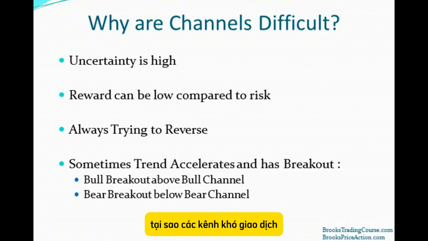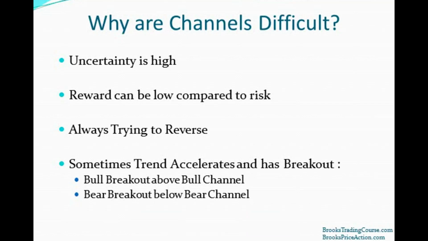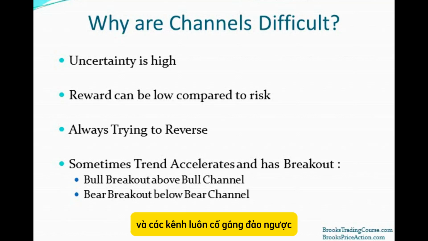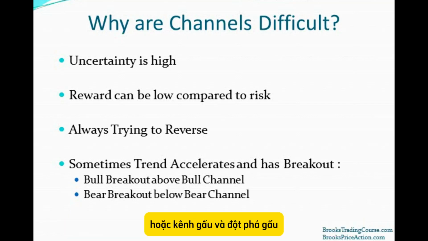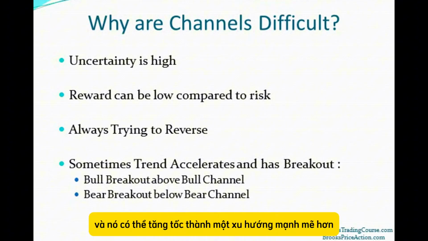Why are channels difficult to trade? Because uncertainty is high, and the reward sometimes can be low compared to the risk, and the channels are always trying to reverse. Sometimes the trend accelerates and has a breakout in the wrong direction, so you can have a bull channel and then a bull breakout, or a bear channel and a bear breakout, and it can accelerate into a stronger trend.